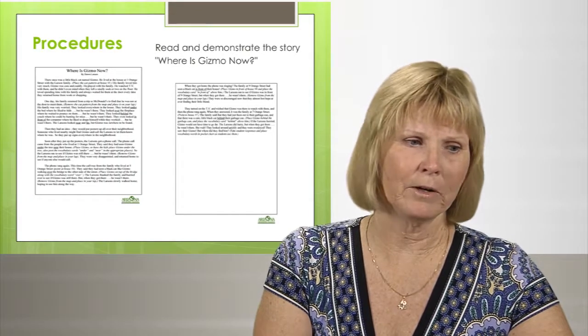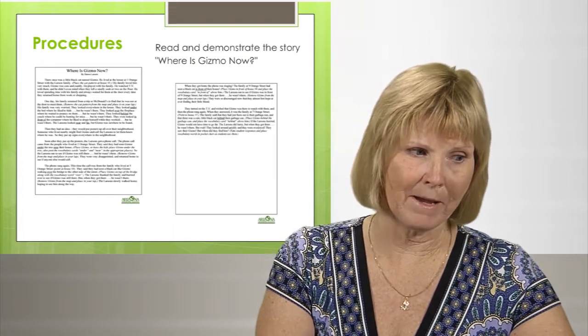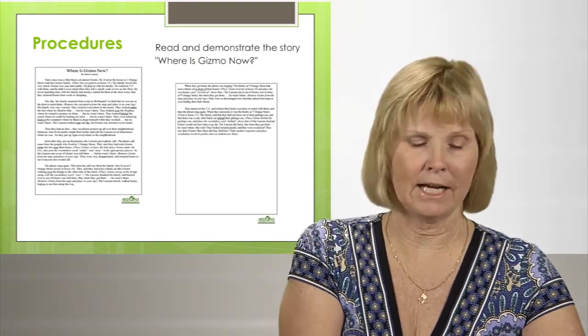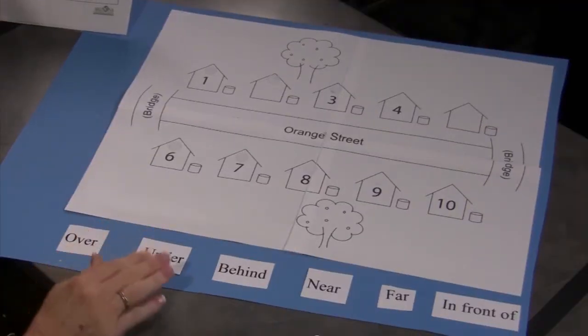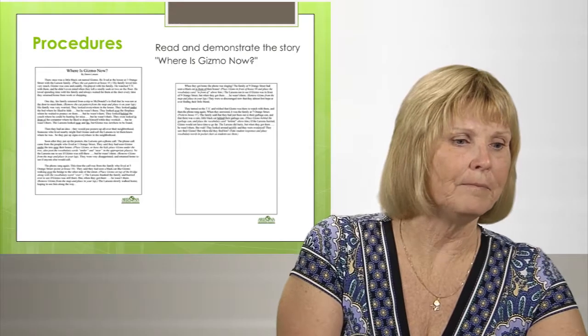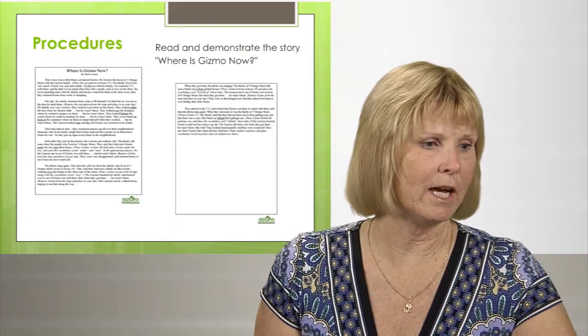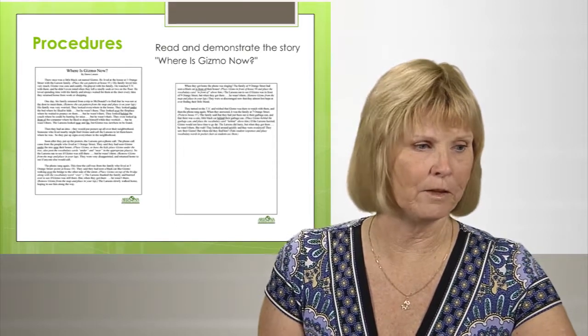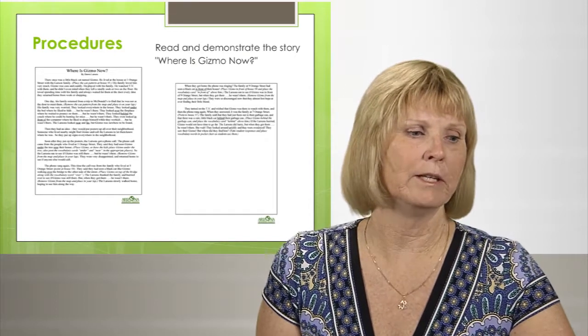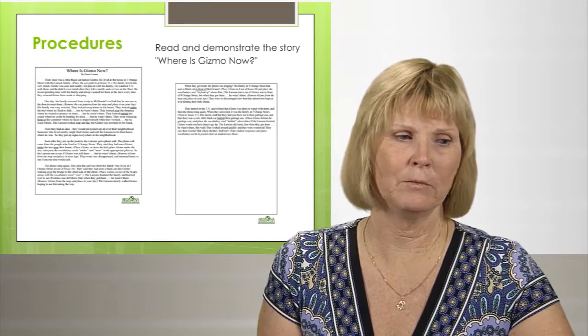They looked everywhere in the house. They looked under the bed, where he liked to hide. And this is one of your vocabulary words, and you could point this out to the students. They looked everywhere in the house, under the bed, where he liked to hide, but he wasn't there. They looked over the fireplace, where he waited to pounce on them, but he wasn't there.